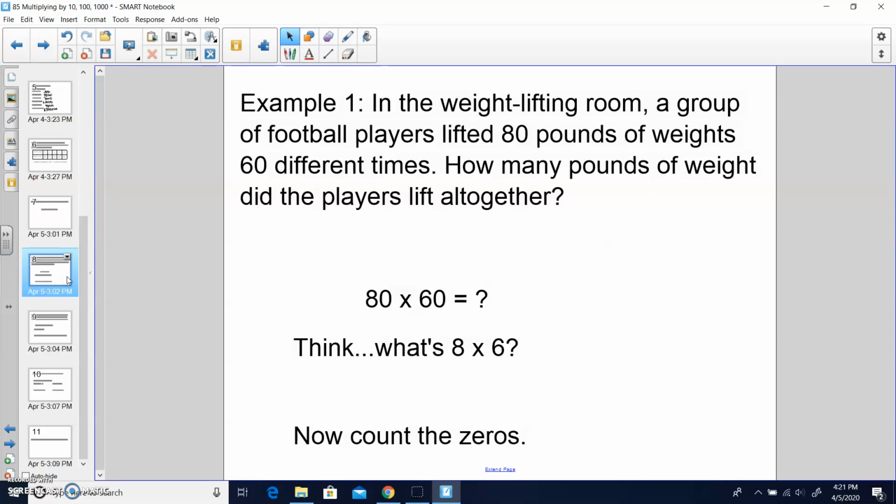In the weightlifting room, a group of football players lifted 80 pounds of weight 60 different times. How many pounds of weight did the players lift altogether? So I'm taking 80 pounds 60 times. So 80 times 60. Think to yourself, what is 8 times 6? Well, 8 times 6 is 48. I'm imagining you all screaming that out. 48. And then think to yourself, how many zeros are in the problem? Well, I have 1 zero here, 1 zero here. So I'm going to write those behind the number. So now I have altogether 4,800 pounds.